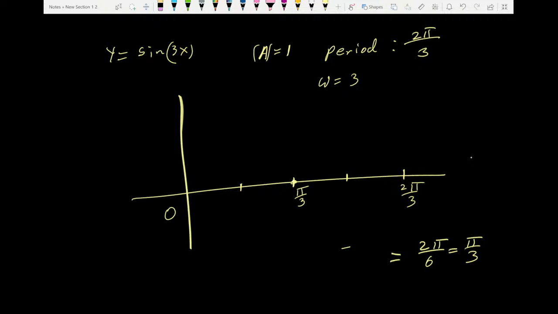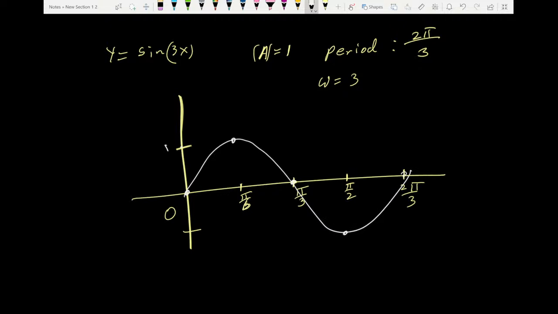Again, how do you find all the other points? You add pi over 3 to 0, then divide by 2, and you get pi over 6. And after that, it gets super easy. Since every quarter is pi over 6, you go over here, 2 pi over 6, then this is 3 pi over 6, or pi over 2. The maximum is going to be 1. So you start at 0, go to 1, 0, negative 1, 0. Voila, done.